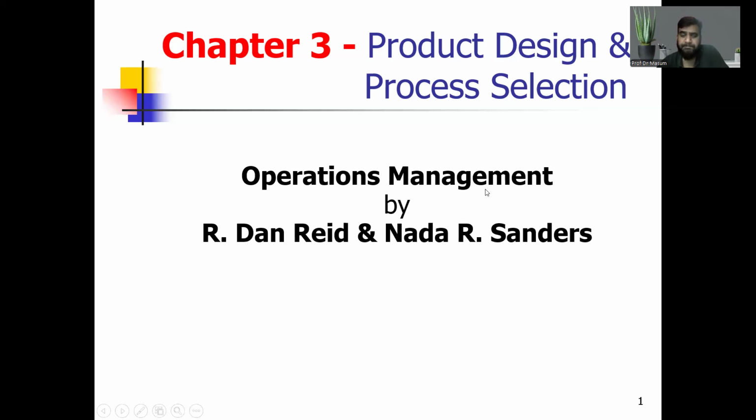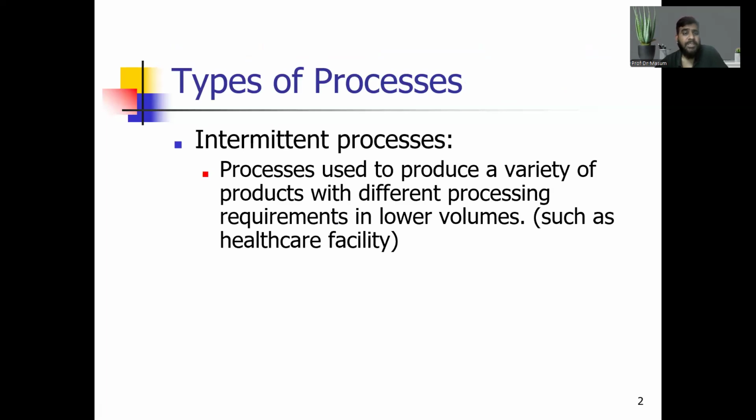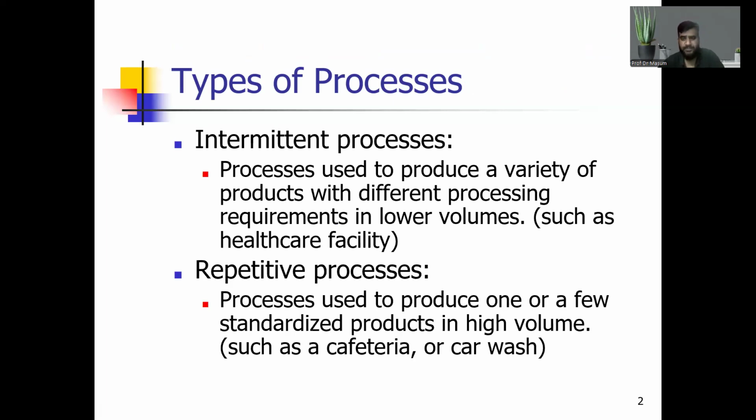So here, process selection is the main role of the operations manager. Product design is related with process selection. What are the common types of process? There are two types of processes. One is intermittent process and another is repetitive process. And these are also known as extremes.